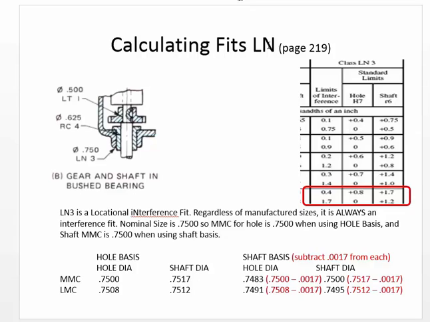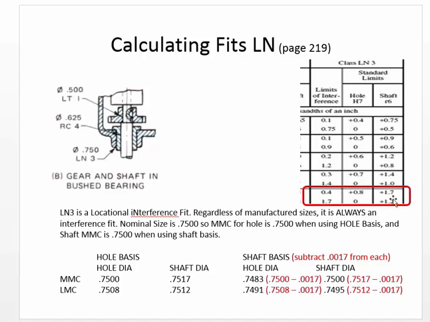Now, if we go down to the next class of fit, it's an LN. N stands for interference, so we have a situation where the shaft, in this case the outside of that bushing, is always larger than the hole that it goes into, which is also right there. Now again, you go to the tables and you find the location for the size, in this case 750 thou, and that's the row, and you follow it across until you find the columns with the class of fit, LN3, exactly the same way we did the others.